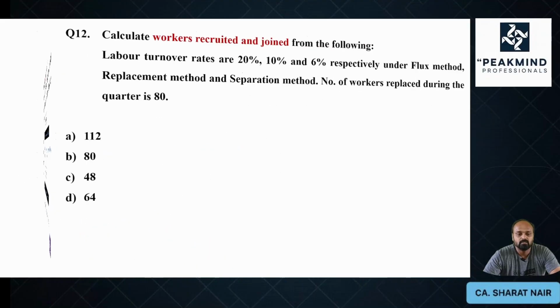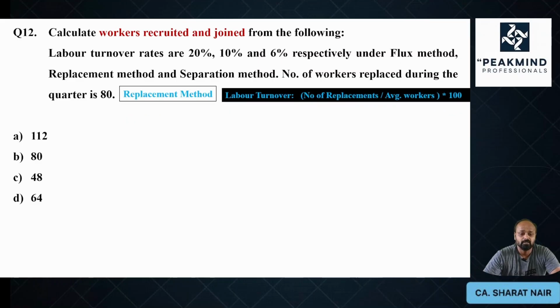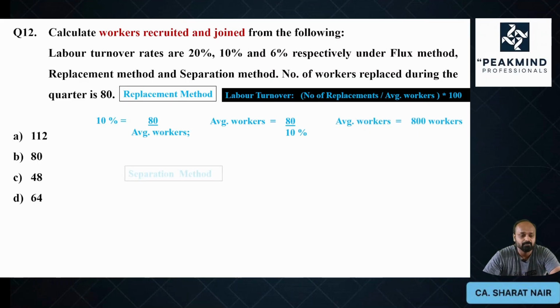Going forward, next is question number 12. It is a similar question: calculate workers recruited as well as joined. That is what they have asked. Again, on the basis of the flux method, labor turnover is 20%, replacement method is 10%, and separation method is 6%. The number of workers replaced is 80 during the quarter. Again, we should start with the replacement method, number of replacements divided by average workers. Solving this, we again find 800 workers, just like question number 11, which we have done.